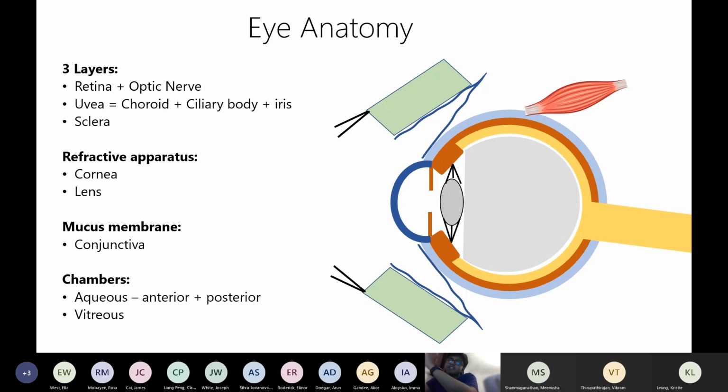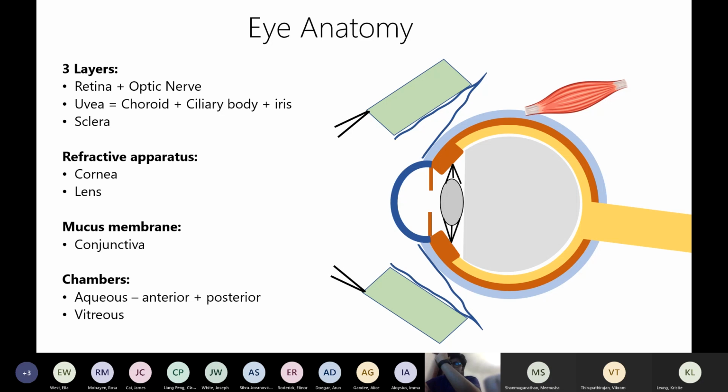And then you have the various chambers. So you have the gray bit in this diagram, which is the vitreous chamber, and that's like a jelly. And you have the aqueous chamber, which is split into posterior and anterior around the iris itself, and that's in white here.